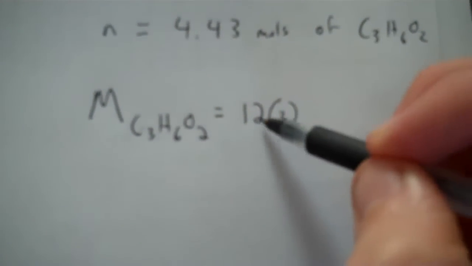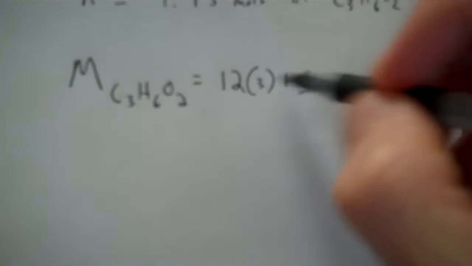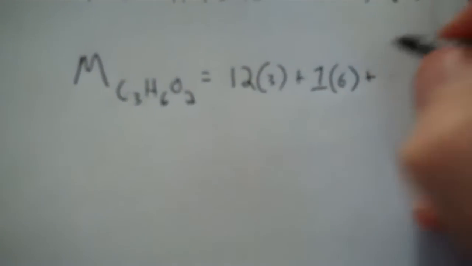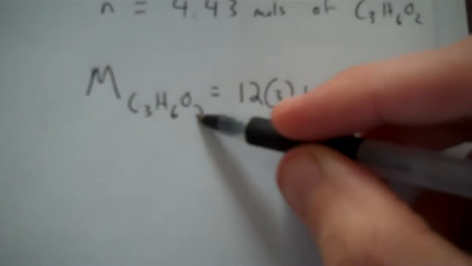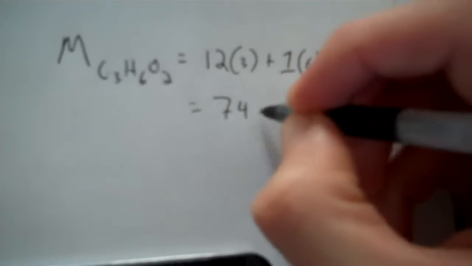Okay, 3 carbon atoms, plus hydrogen. Hydrogen's molar mass is 1 gram per mole, but I have 6 of them in each molecule, so I need to multiply by 6. Plus oxygen. Oxygen's molar mass is 16 grams per mole, but I have 2 oxygen atoms in every molecule, so I need to multiply this by 2. Okay, I multiply and add those together. That comes out to 74 grams per mole. And that's my big M. So now I have 4.43 moles equals little m over 74 grams per mole.